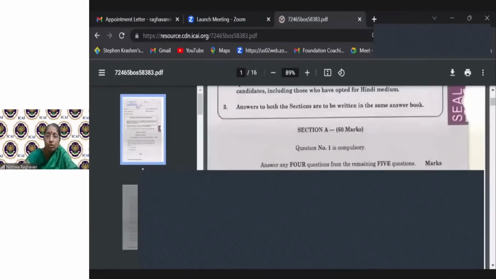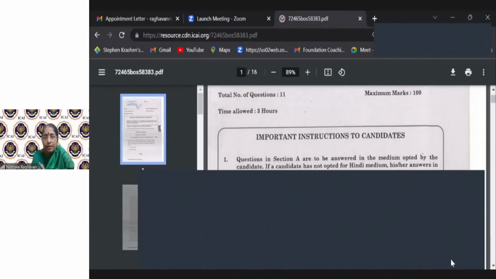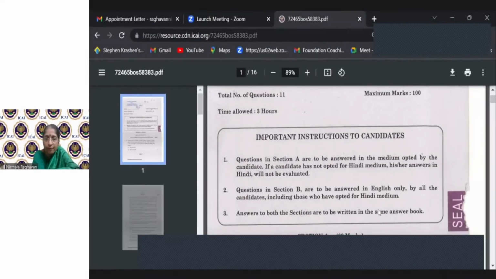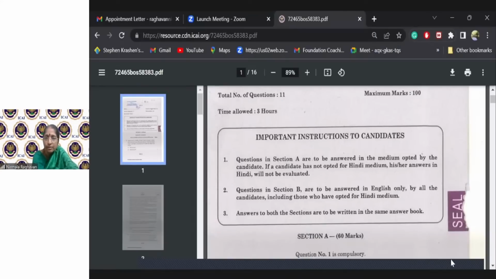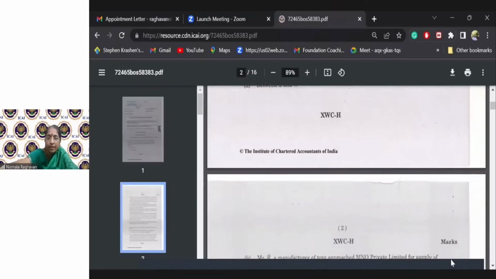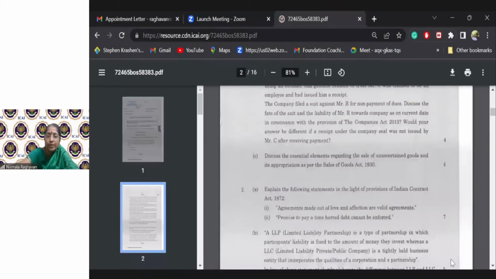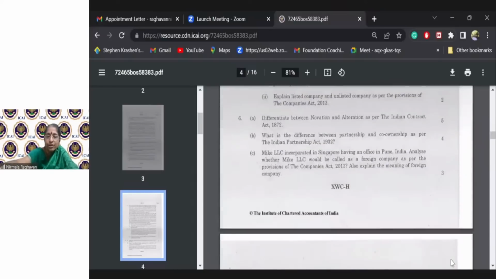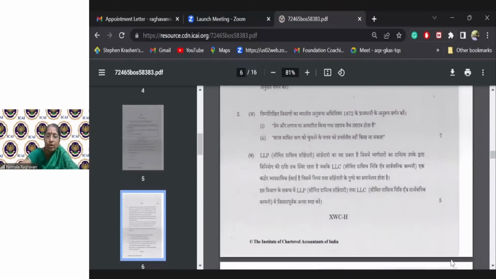Yeah, it's here. So I'll just run through this. This BCR paper is clubbed with the law paper. In total, it is 100 marks: 60 marks for the law paper and 40 for the BCR. The first part is the law paper and it also has a Hindi version, so we're not looking at that.